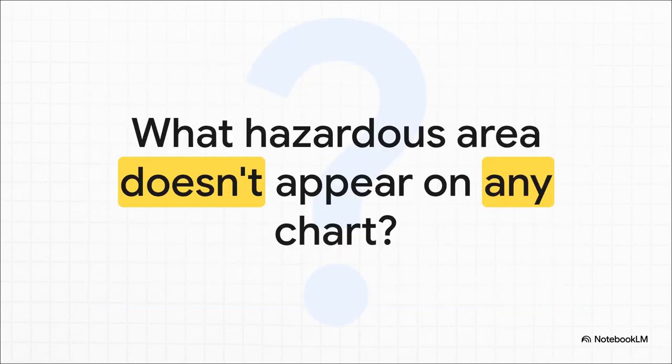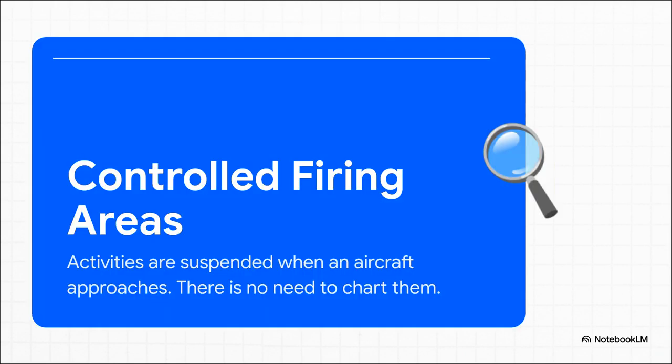Okay, pop quiz. Pilots have these detailed charts that show them where all these special zones are. But what if I told you there's one kind of hazardous area that doesn't show up on any chart? Any idea what that could be? The answer is a controlled firing area, a CFA. And the reason it isn't on the chart is actually kind of brilliant. In a CFA, the responsibility is totally on the people on the ground. They have spotters, and if they see a plane coming, they stop everything hazardous immediately. Since the pilot never has to change course, there's no need to clutter up the chart with it.